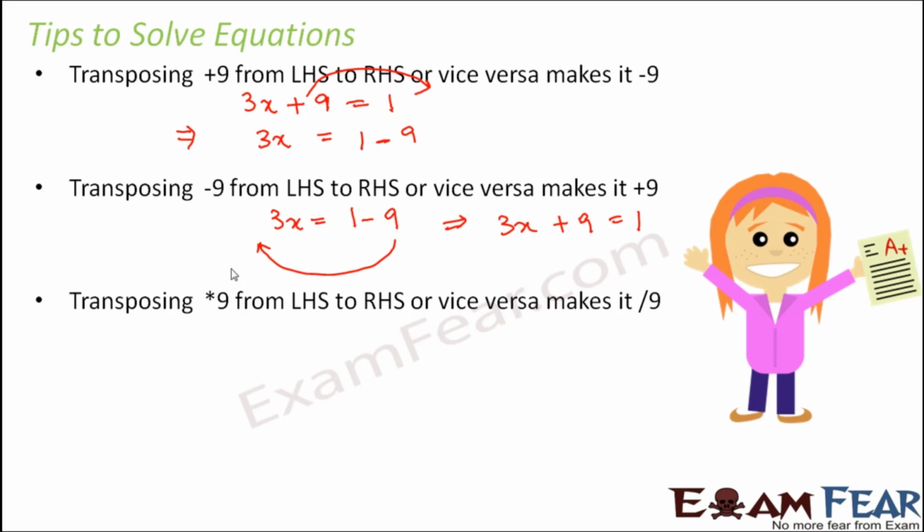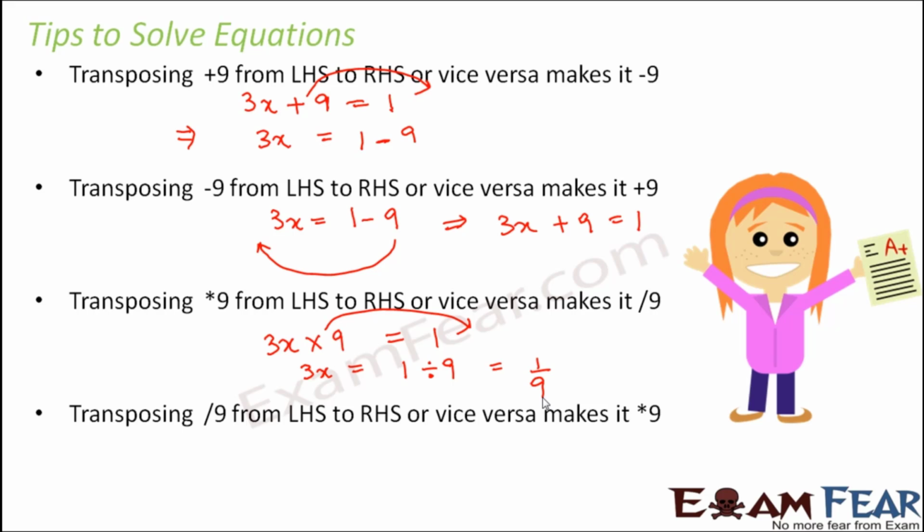Similarly, if you are transposing into 9 from one side to other, it becomes divided by 9. That means if you have something like this, 3x into 9 is equal to 1. And if you want to move this 9 to the right hand side, then 9 becomes divided by. So it becomes 1 divided by 9. Earlier it was multiplied by 9. Now it becomes divided by 9. So this can be written as 1 by 9. So 3x is equal to 1 by 9.